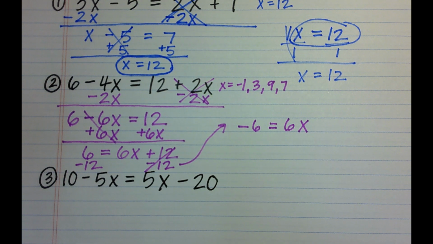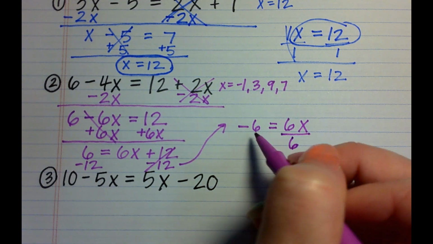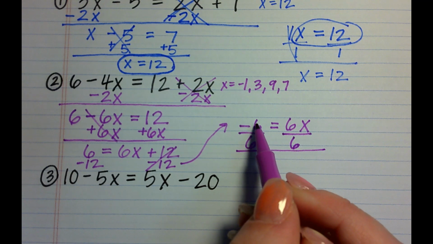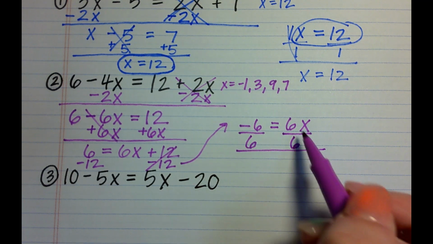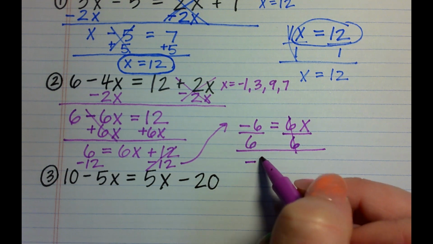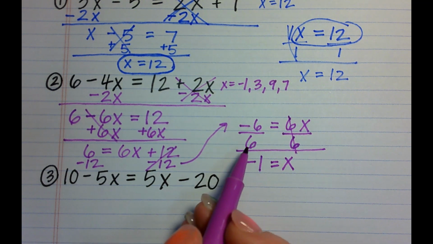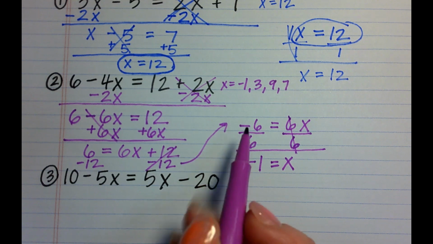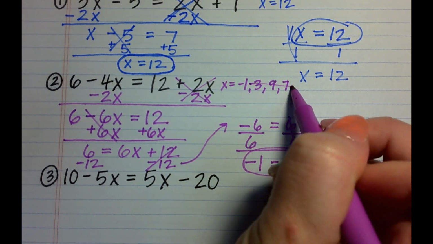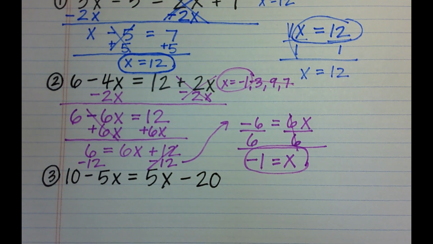Now what do we do? You divide it. Divide by 6. Then you get 0. Well, let's see. What is negative 6 divided by positive 6? Negative 1. Negative 1 equals x. If it was negative 6 plus 6, it would be 0. But we're dividing. So our answer is x equals negative 1.